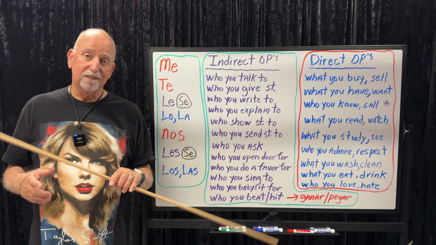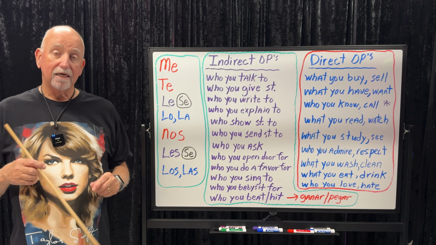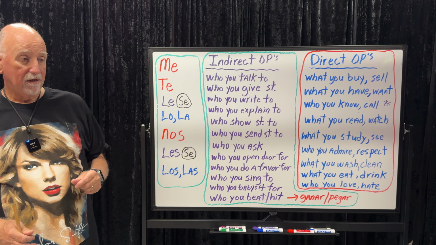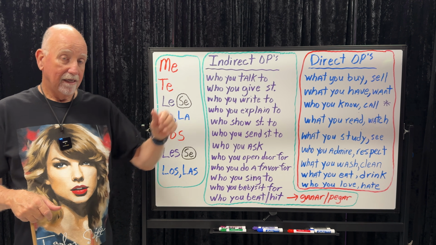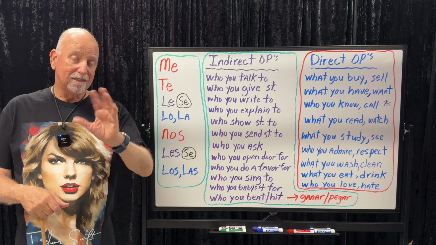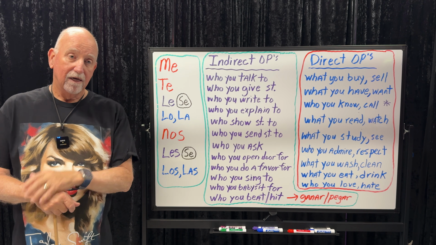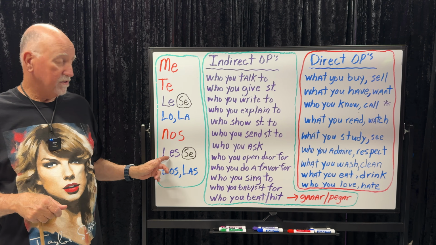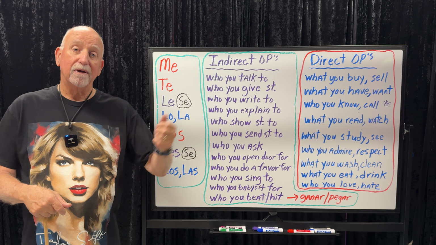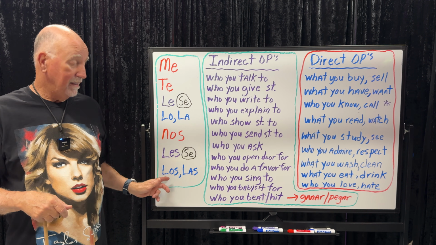Pegar, to hit. This is just like ganar. Pegar means to hit. If you want to say I hit him, you would think, okay, the direct object, I hit him. Well, in Spanish, it's not done that way. It's kind of quirky. You're going to use le or les for the person that you hit. Like I hit her, le pegué. I hit them, les pegué.